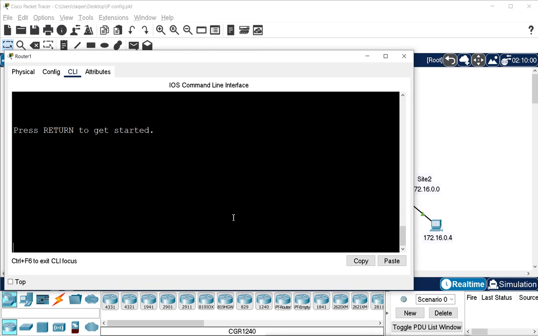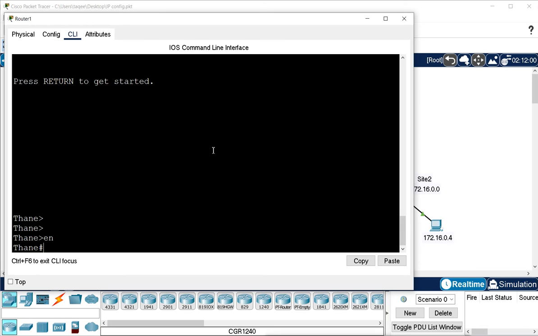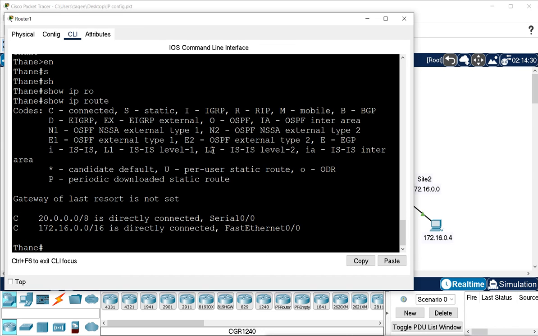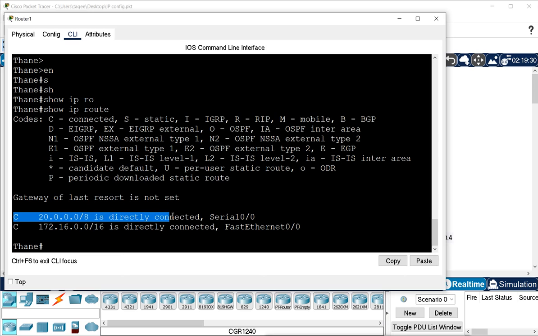Now on the other router, we give the same command to check the routing table: show ip route. Here also, it knows only the connected networks. First, network 20 is directly connected to its serial 0/0 port, so it knows about that. And then network 172.16.0.0 is also directly connected to the FastEthernet port of this router, so it is also connected.